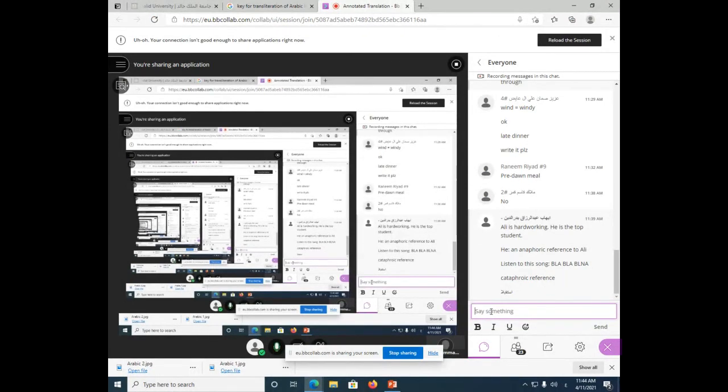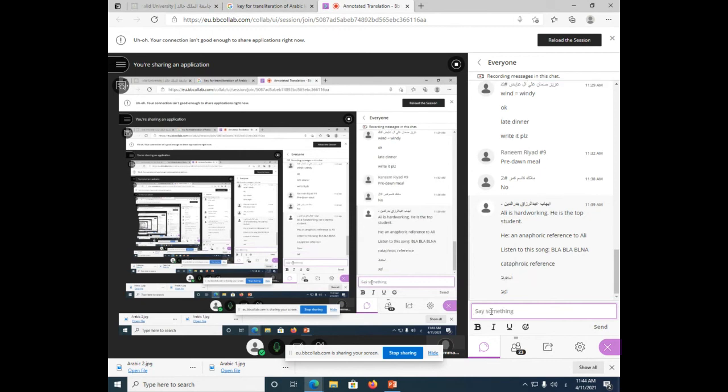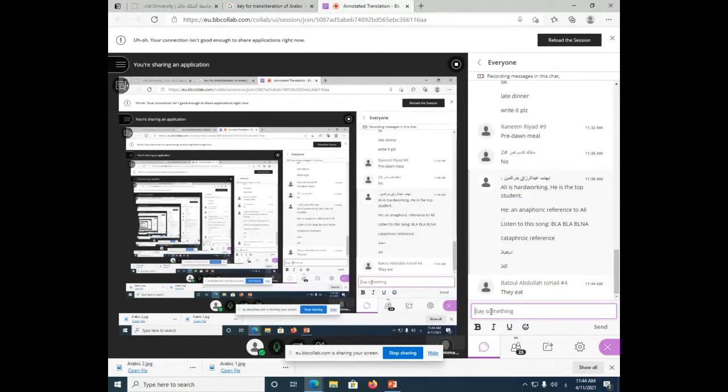Yes. How would you translate استقبل? What do you think? أو أكل. Yes. What do you think? So this is an example showing that Arabic is a morphosyntactic language. Okay, Batul said they.